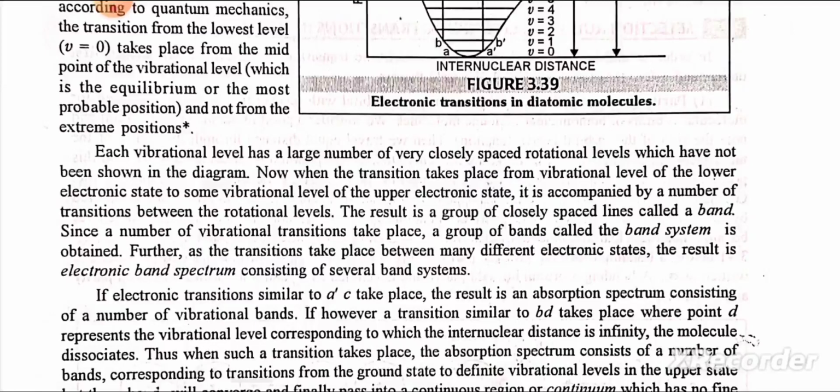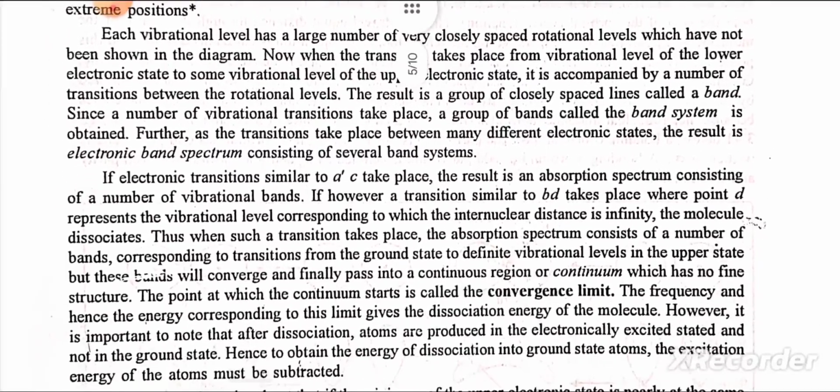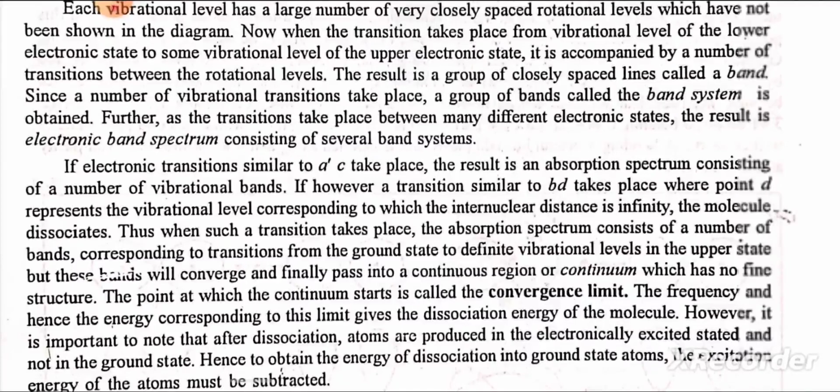If an electronic transition similar to A-C takes place, the result is an absorption spectrum consisting of a number of vibrational bands. If, however, a transition similar to B-D takes place, where point D represents the vibrational level corresponding to which the internuclear distance is infinity, the molecule dissociates. Thus, when such a transition takes place, the absorption spectrum consists of a number of bands corresponding to transitions from the ground state to definite vibrational levels in the upper state. But these bands will converge and finally pass into a continuous region or continuum which has no fine structure.